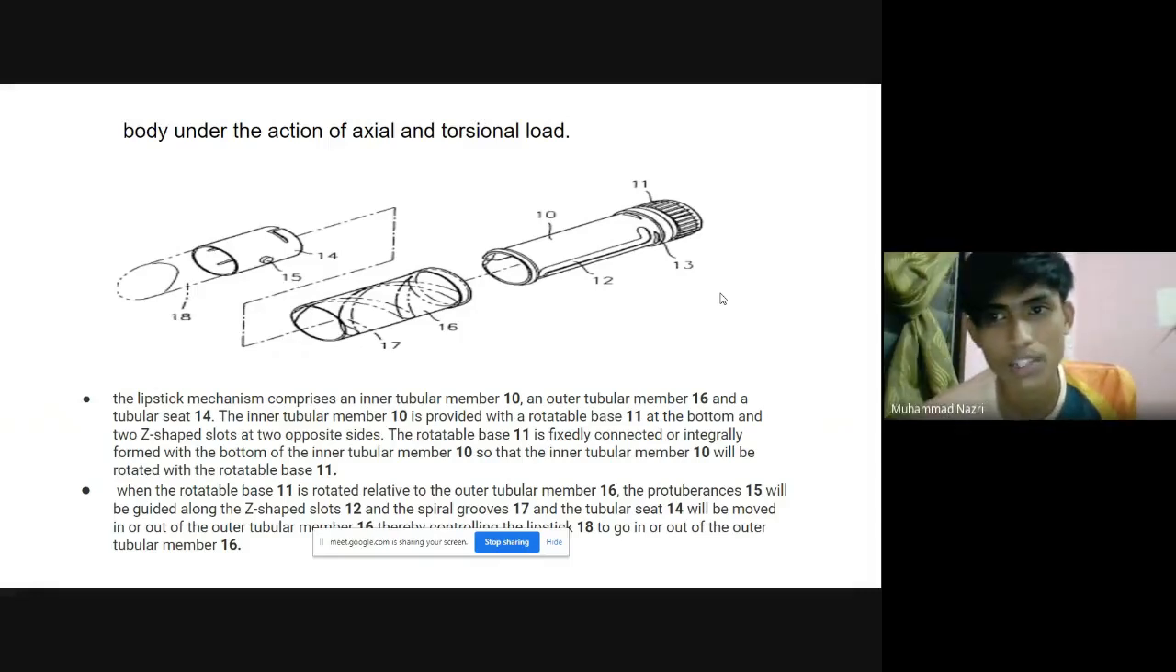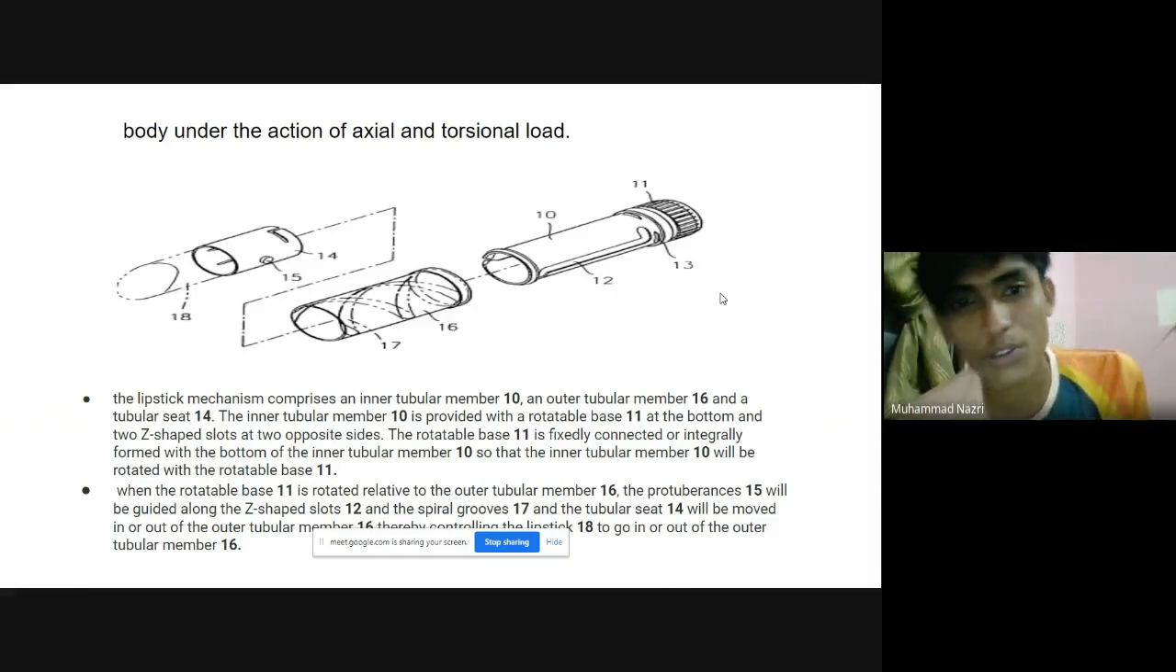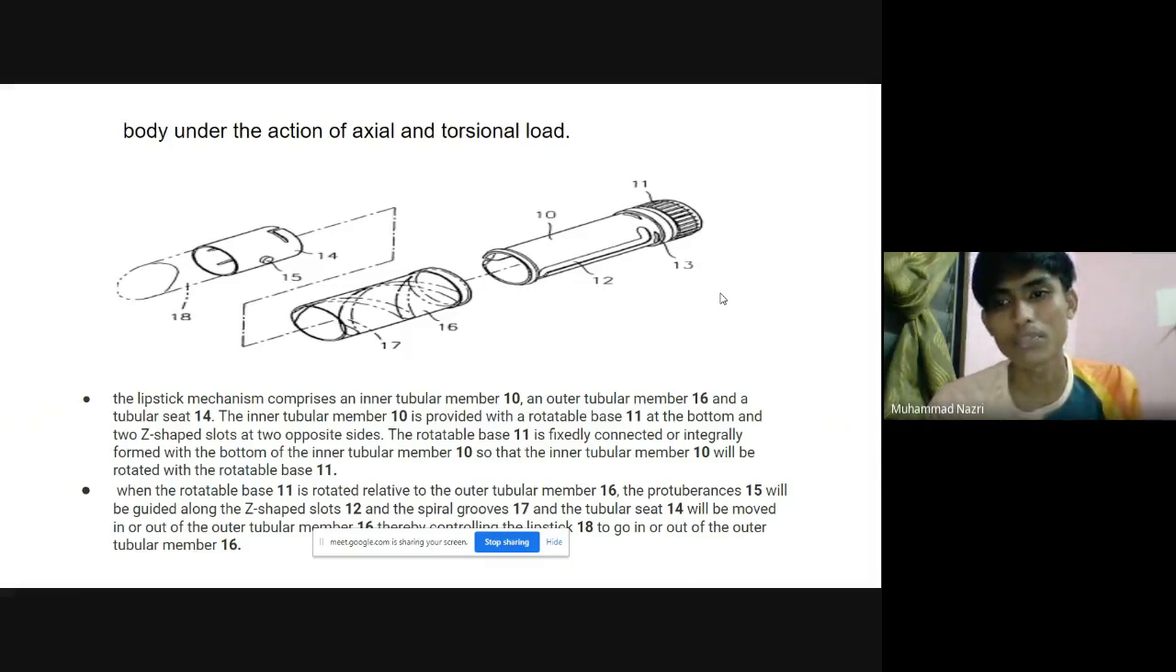Hello, my name is Muhammad Nazir bin Nasir, KIB 1900T9, and I will be explaining about LO1, body under action of axial and torsional load. So our real life case is the lipstick case. When we want to open the lipstick to put it on our lips, we have to rotate the base. So the base is torsional, and when the lipstick is going out, it is axial.